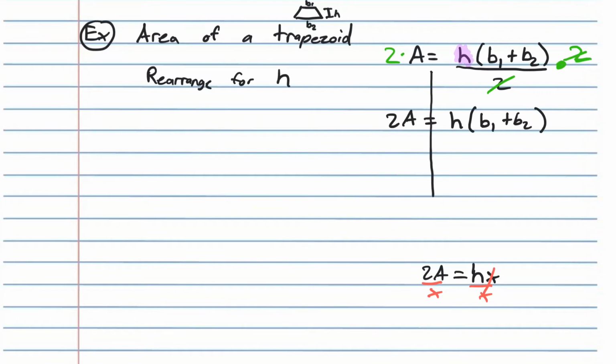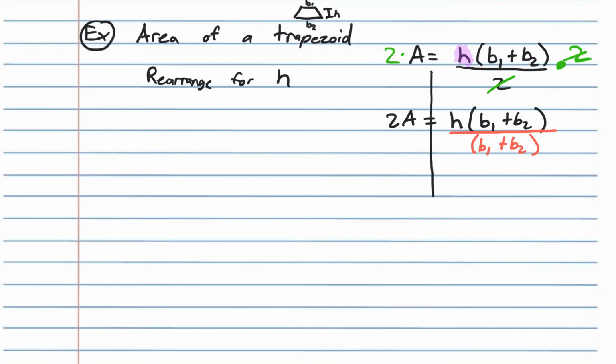So you could do that if that was the question. The question we have is in parentheses. So think of the parentheses as one giant group, like it's one chunk. So what we can do is we can actually divide by that entire chunk, just like we divided by x. So let's divide by b1 plus b2, okay?